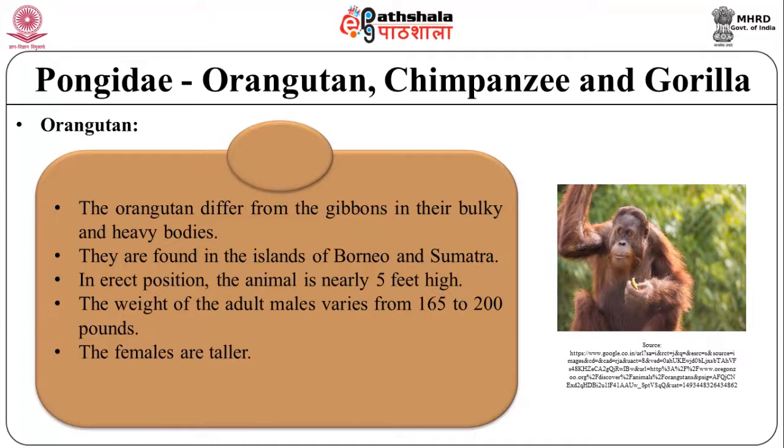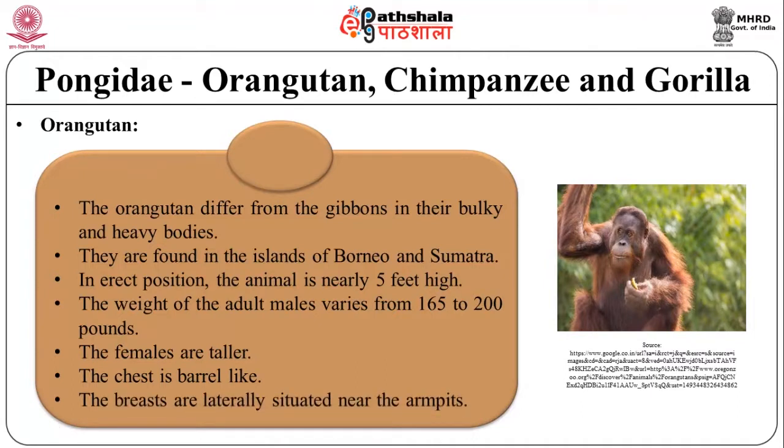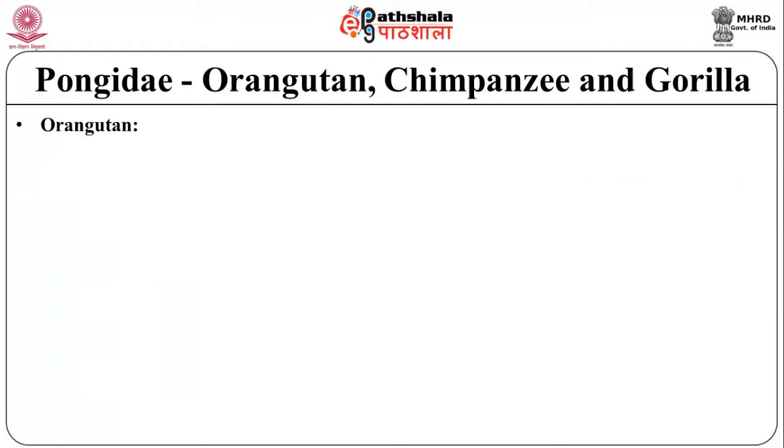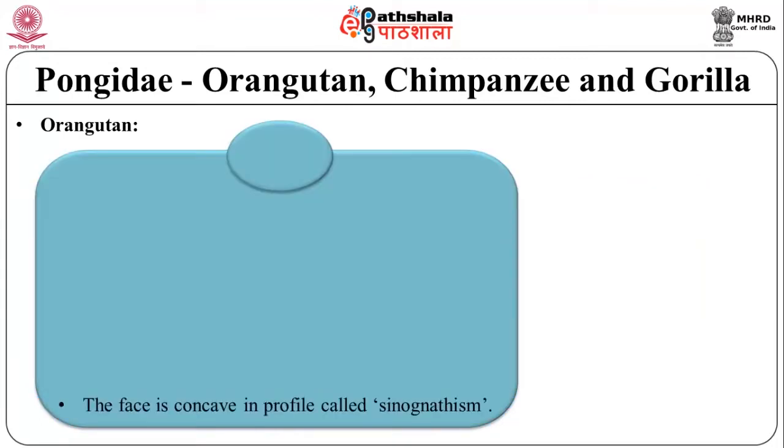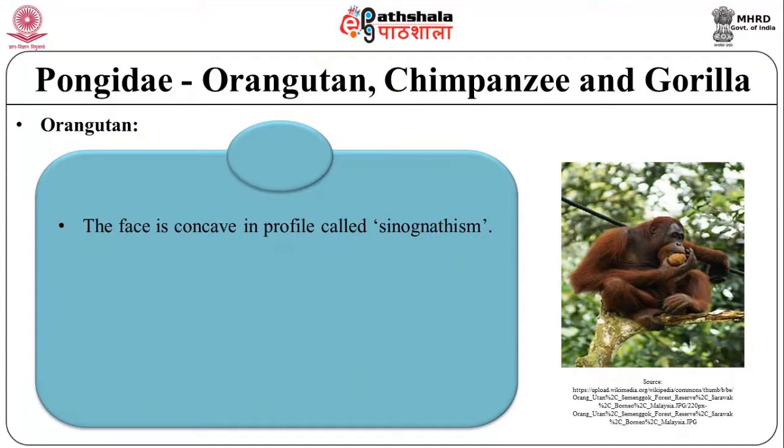The body of the orangutan is covered with long, coarse hairs of reddish-brown color. No hair is found on the face, ears, palms, and soles. The chest is barrel-like. The breasts are laterally situated near the armpits. In profile, the nose gives a flat concave appearance as the root is narrow and the bridge is not elevated. The face is concave in profile. Such a condition of the face is described as dish-faced or concave facial profile.